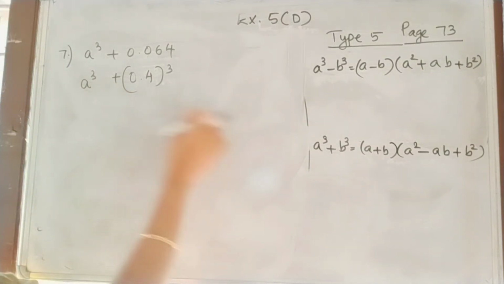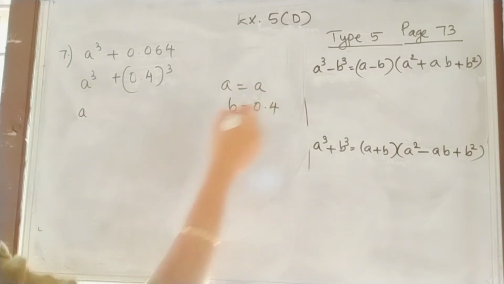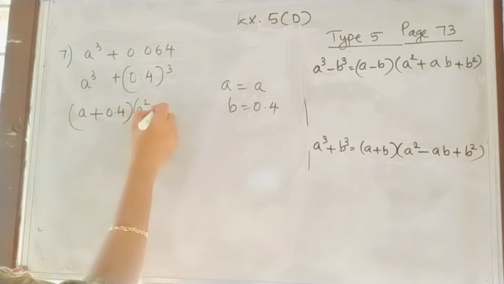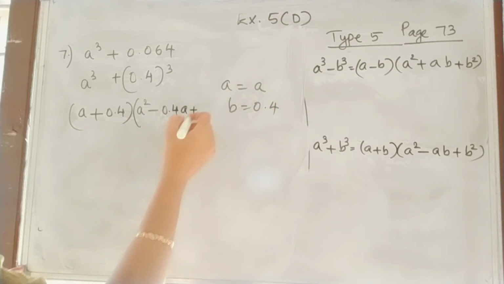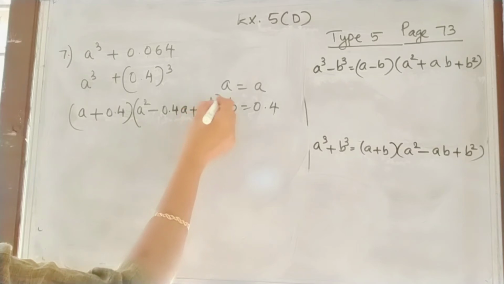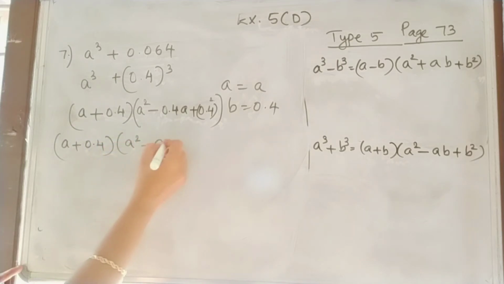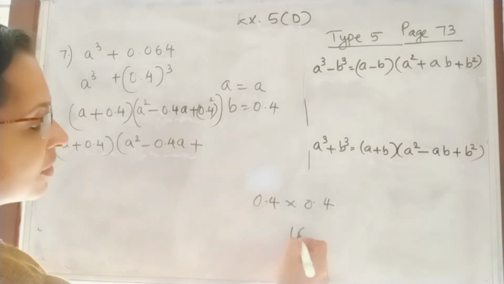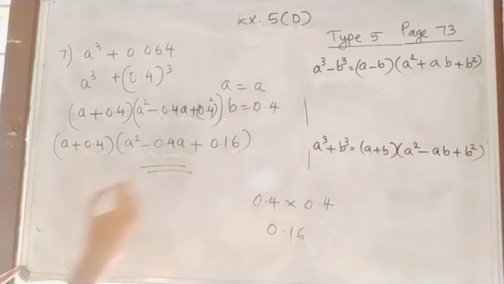Sorry, a cube plus b cube is a plus b into, that is here a stands for a and b is equal to 0.4. A cube plus b cube is a plus b, that is a plus 0.4, into a square minus ab. Minus ab means a into 0.4, that is 0.4a, plus b square, that is 0.4 square. So a plus 0.4 into a square minus 0.4a plus 0.4 into 0.4 is what? 4 4s are 16. We have to remove 2 decimal places. So 0.16. That is the answer.